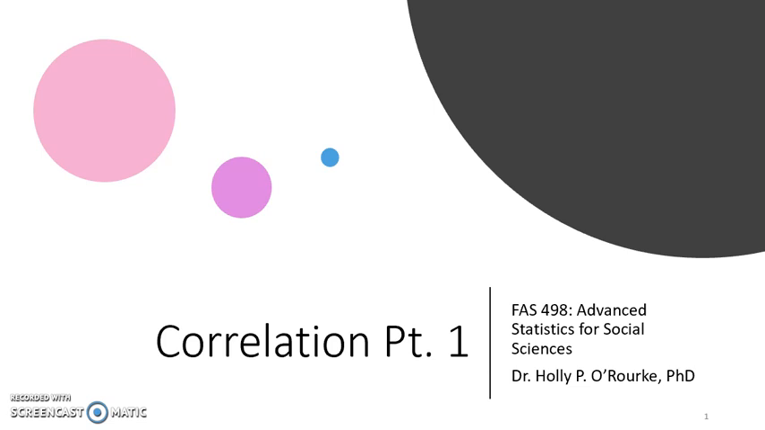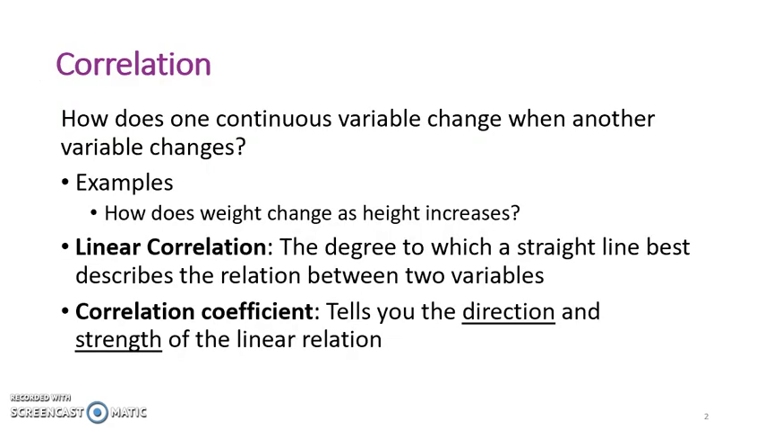In this lecture, I'll describe the concept of a standardized relation between two variables, a correlation. You may want to know how one continuous variable changes when another continuous variable changes. For example, take two continuous variables, height and weight. You might want to know how weight changes as height increases. For example, as height increases, does weight increase or decrease?